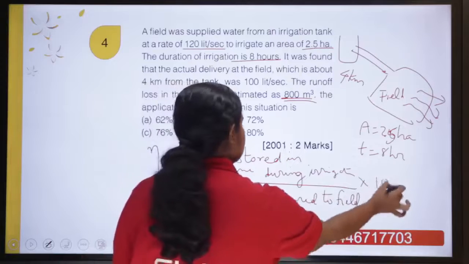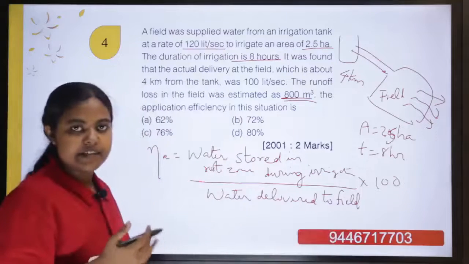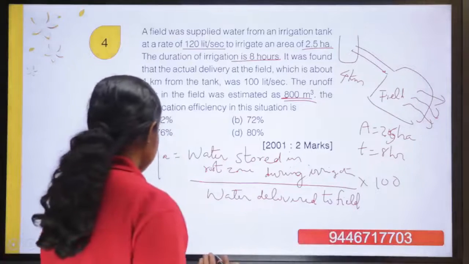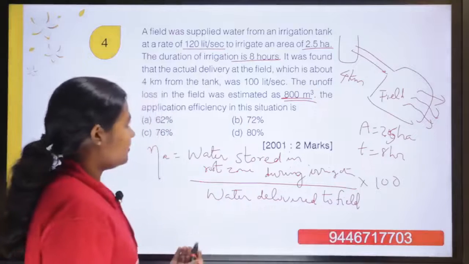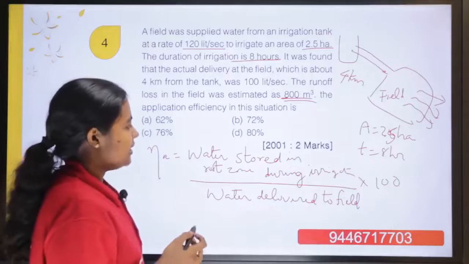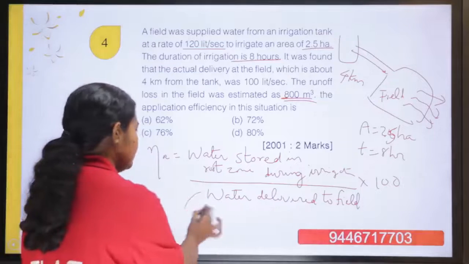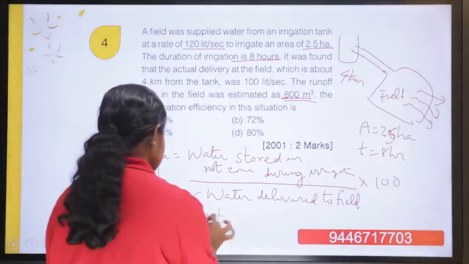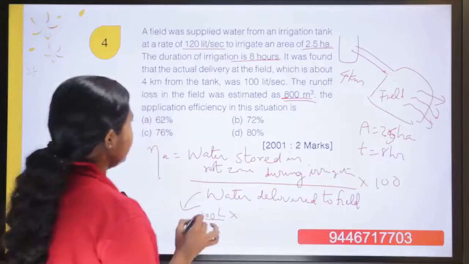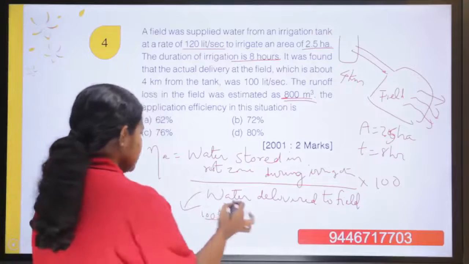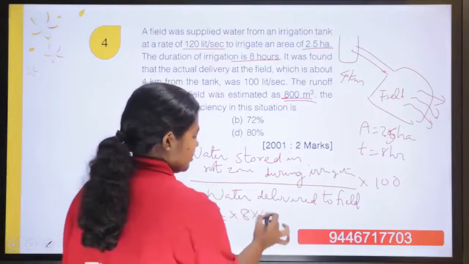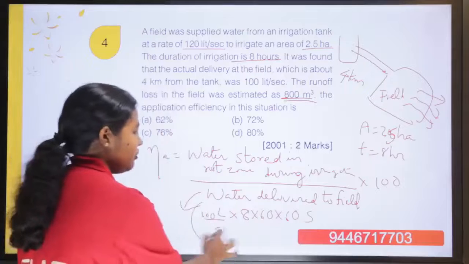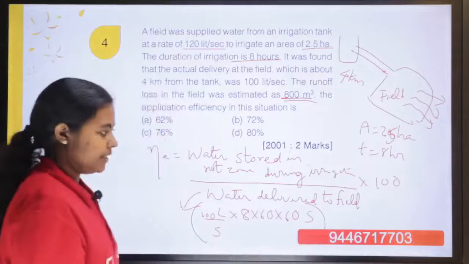Into 100. So the formula for water application efficiency is this. Now we'll see how to solve this question. So here, what is the water delivered to the field? The water delivered to the field is at the rate of 100 liters per second, and it is supplied for 8 hours, which is equal to 8 into 60 into 60 seconds. So this is the volume of water which is delivered to the field.